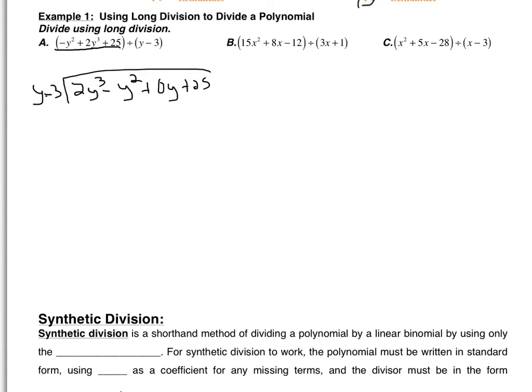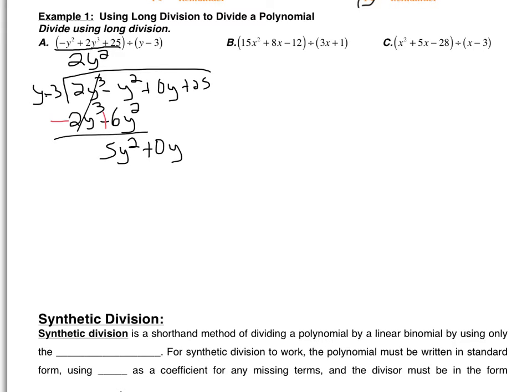So I'm going to look at what times y makes 2y cubed, and that would be 2y squared. So then I distribute: 2y squared times y is 2y cubed. 2y squared times negative 3, 2 times negative 3 is negative 6y squared. And then I have to subtract, so I have to change the signs. And 2y cubed minus 2y cubed cancels. 6y squared minus y is 5y squared.